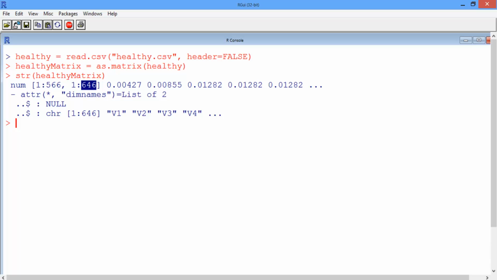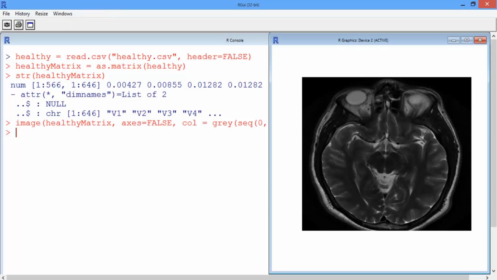the previous two videos. To see the MRI image, we can use the image function in R, which takes as an input the healthy matrix. And then let's turn our axes off and then use the grayscale color scheme. So the color is equal to gray, which takes a sequence of values going from 0 to 1 with a length of 256. And now, going to our graphics window, we see that what we have is a T2 weighted MRI image of a top section of the brain. And it shows different substances such as the gray matter, the white matter, and the cerebrospinal fluid.